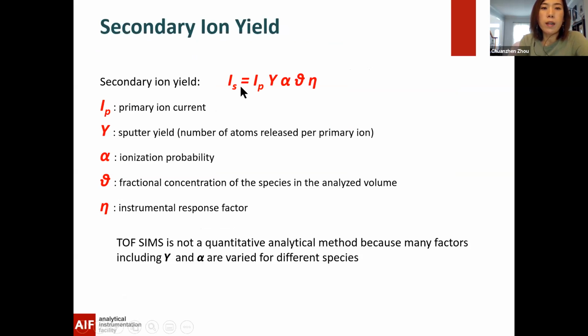Okay, so the secondary ion yield here depends on many features. The primary ion current is basically the same for all species. The spectral yield is different. The ionization probability is also different. And the concentration of the species is also different. The instrumental response factor is basically quite similar for all the species. So that's why you cannot use the ion intensity to determine the concentration here.